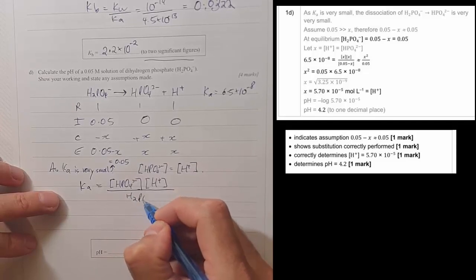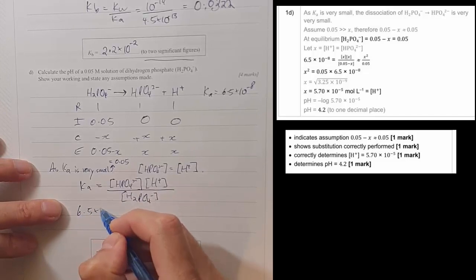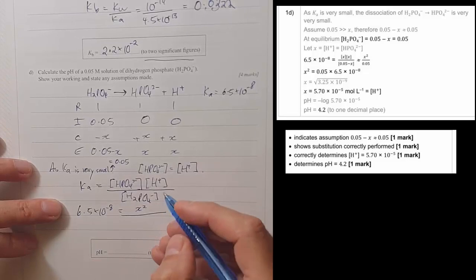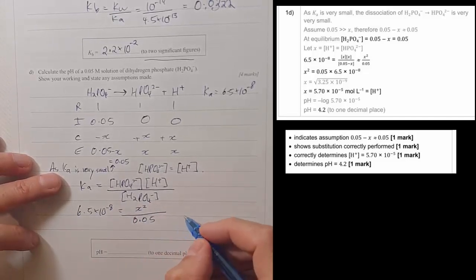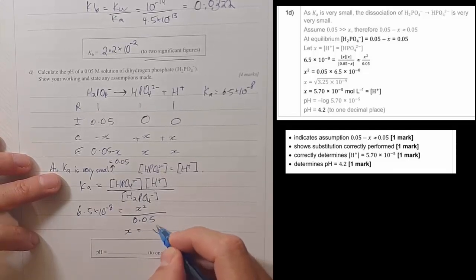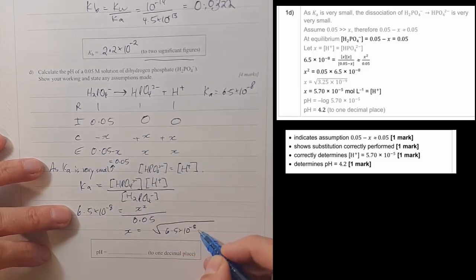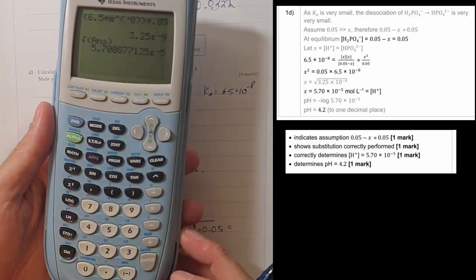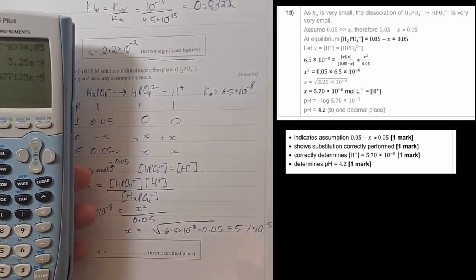So what do we got? 6.5 by 10 to the minus 8 equals x squared over 0.05. So x equals the square root of 6.5 by 10 to the minus 8 times 0.05. All right, just pause while I do that on my calculator. Okay, so we got that there. So that's 5.7 by 10 to the minus 5.